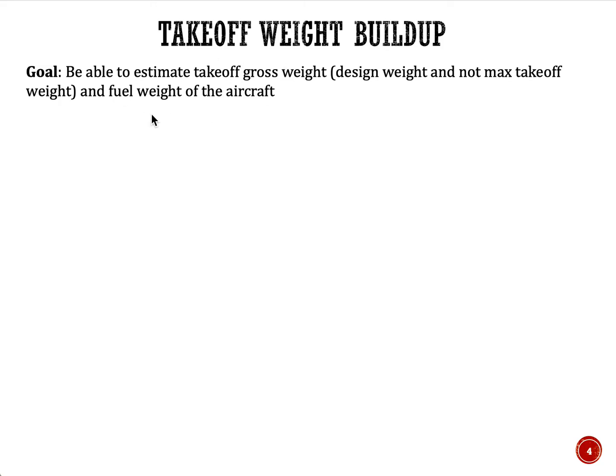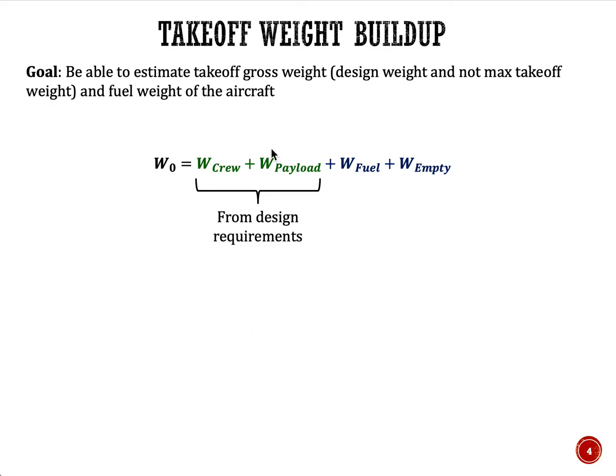So the design weight, and then we'll estimate the fuel weight of the aircraft as well through the mission analysis. So here is the breakdown of all the weights for the aircraft, right? The W naught is the gross takeoff weight. And then you have the crew weight and the payload weight, which should basically come from the design requirements.